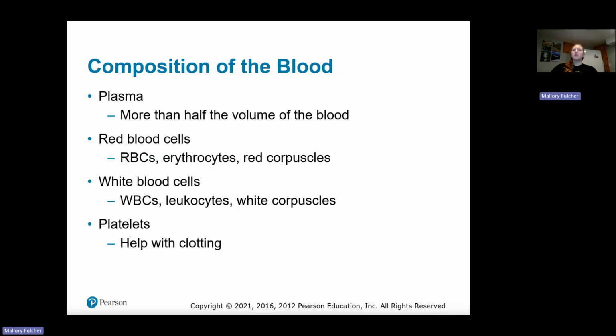Blood is made up of a few different things. We've got plasma, red blood cells, white blood cells, and platelets. Each different component has its own job to do within the blood. Platelets help with clotting. White blood cells help with fighting infections. Red blood cells help us to carry oxygen. And then plasma helps to give our blood a little bit more volume so it can actually circulate.